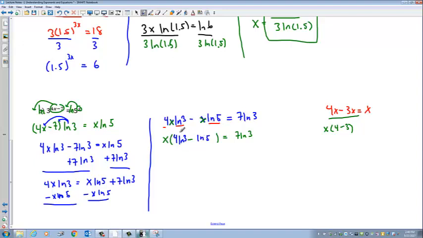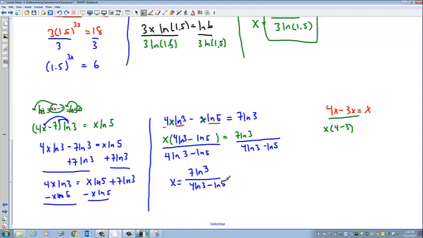But you'll notice you no longer have an x inside here, so now you can solve by dividing out by 4 ln of 3 minus ln of 5 on the left, and then make sure you also do it on the right, otherwise we'll change the equation. So 4 ln of 3 minus ln of 5. And we get our answer, x equals 7 ln of 3 divided by 4 ln of 3 minus ln of 5.